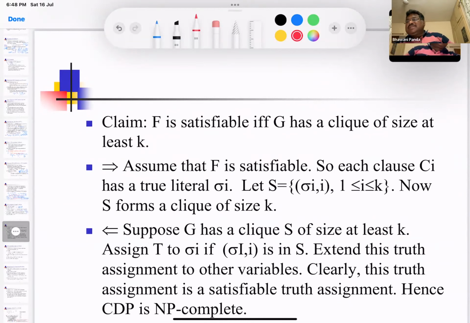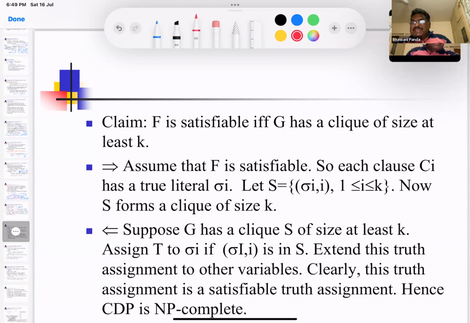So then you construct the cliques sigma i, comma i, from each clause. The true literal you take under the truth assignment, whichever is getting truth value t, that literal comma this clause number, they collect it. These are coming from different clauses, and since they are getting the truth value t, one cannot be the complement of the other, because if one is the complement of the other, one is getting truth value t and the other gets the truth value f. So that cannot be the case. So S will be forming a clique. So S forms a clique of size k.